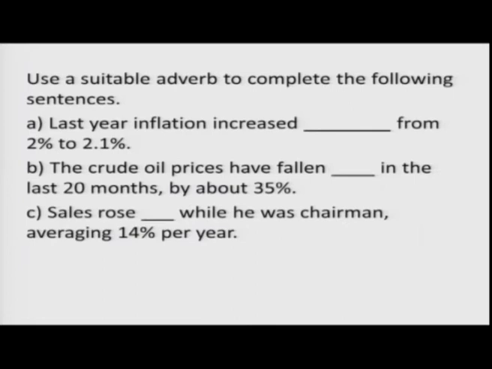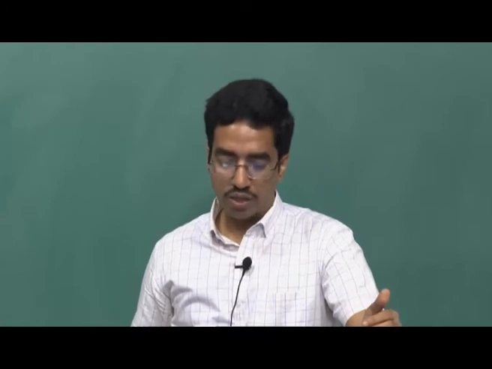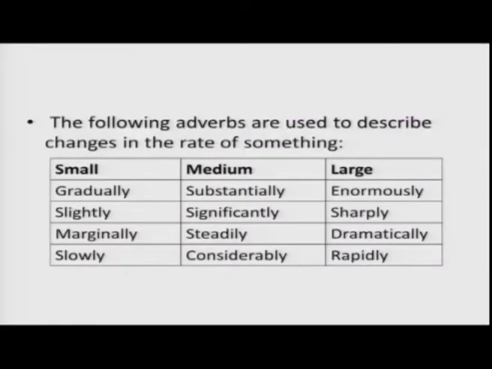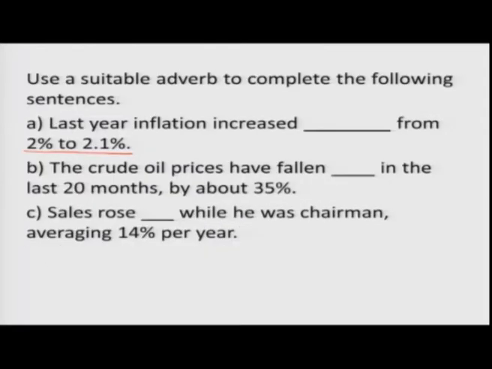In these sentences, you need to read them very carefully and then supply an adverb. Let us look at these one by one. Last year, inflation increased blank from 2 to 2.1%. So, this is the change, 2 to 2.1%. You may think it is not very significant. This is a very small change. So go back to our list. We can use something from this. Here you can pick either this or this. So we can say marginally. Last year inflation increased marginally from 2 to 2.1%.